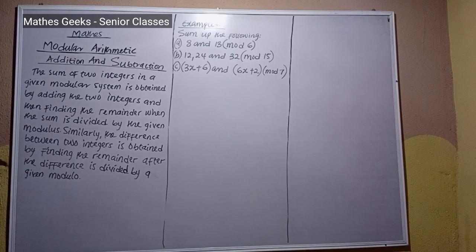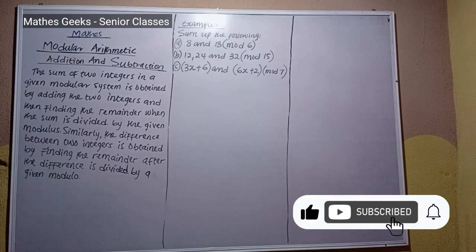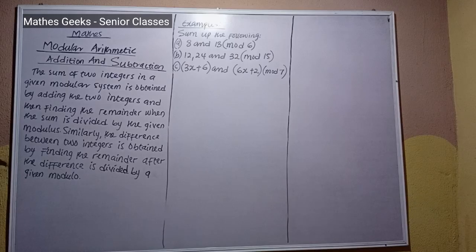Addition and subtraction in modular arithmetic. The sum of two integers in a given modular system is obtained by adding the two integers and then finding the remainder when the sum is divided by the given modulus. Similarly, the difference between two integers is obtained by finding the remainder after the difference is divided by a given modulo. You are going to understand what the statement means after I've taken these examples or as you watch along.